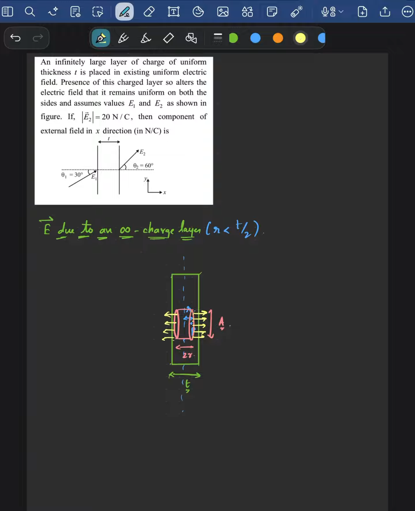Now let's make use of Gauss law, and that is the integral of E bar dot dA bar over this Gaussian surface equal to the charge enclosed divided by epsilon naught. What will the integral of E bar dot dA bar here become equal to over this surface?